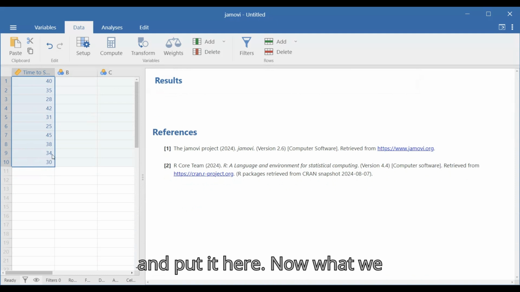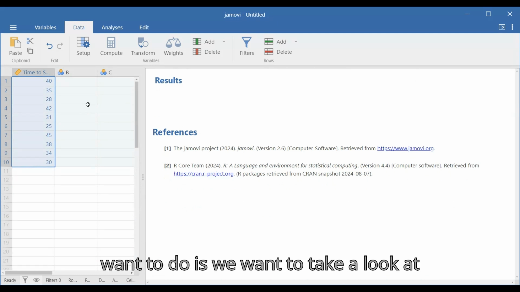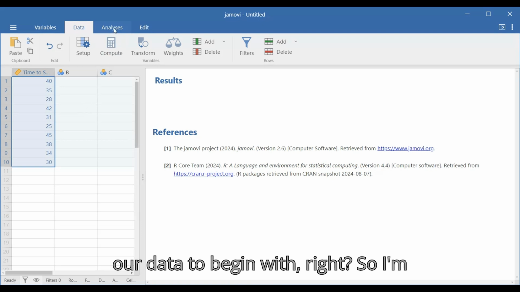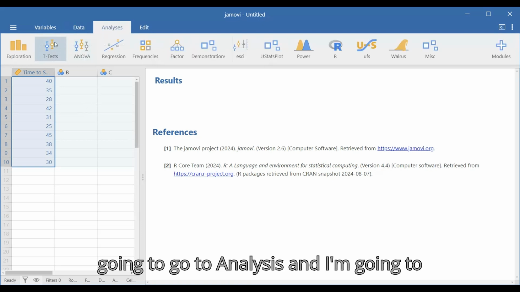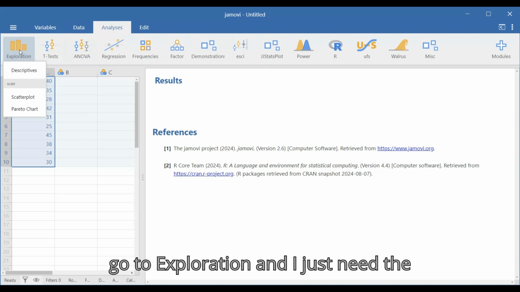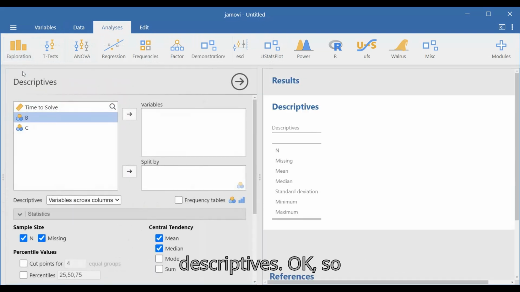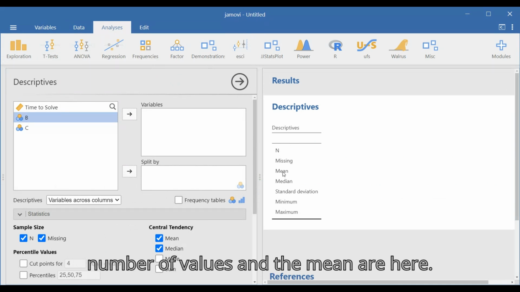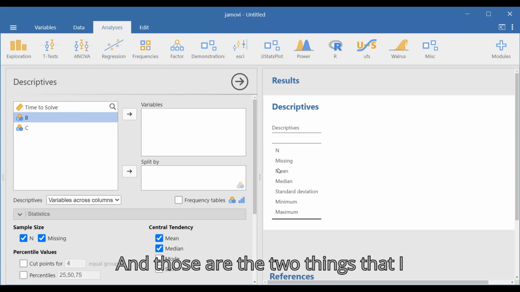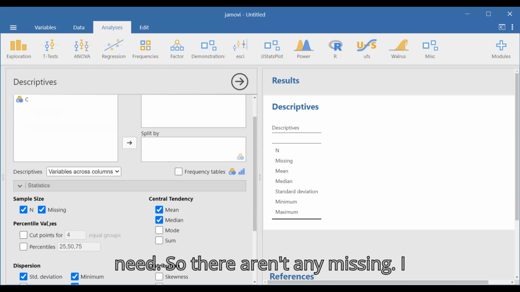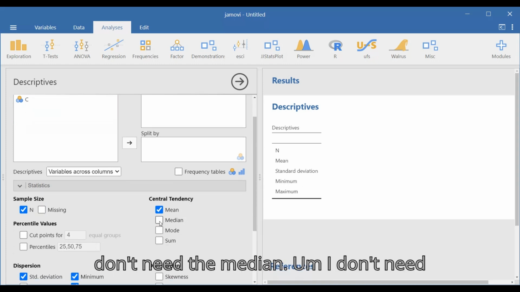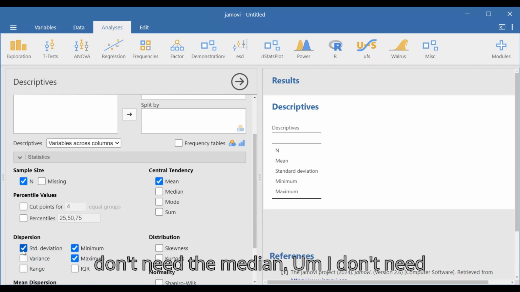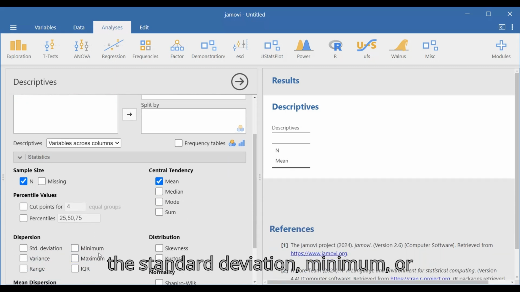Now, what we want to do is take a look at our data to begin with, right? So I'm going to go to analysis and exploration and I just need the descriptives. So results, descriptives, you can see the number of values and the mean are here, and those are the two things that I need. So there aren't any missing. I don't need the median. I don't need the standard deviation, minimum or maximum.